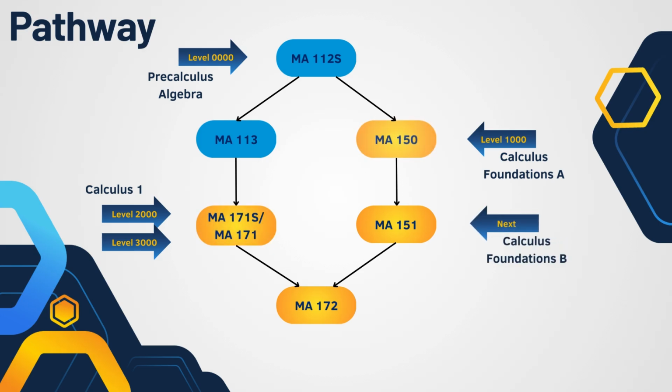If you're in placement level 1000, you'll take Calculus Foundations A this semester, then Calculus Foundations B next semester. Together, these courses will count for your Calculus 1 credit, and you'll move on to Calculus 2 the following semester. You can stop the video here.